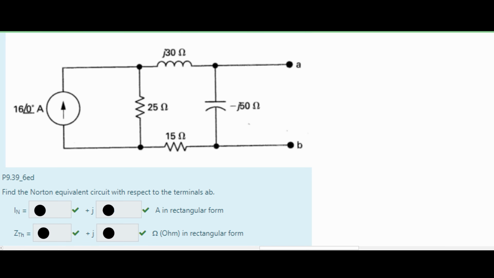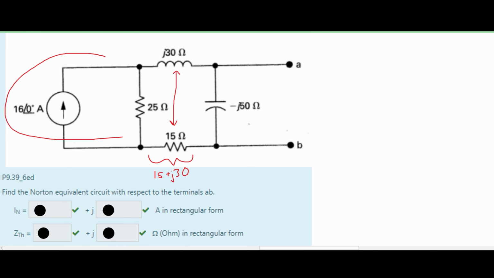So first thing I'm going to do is combine these two resistors because they are in series with each other. If they are across like this, we are allowed to combine them together. And if we combine them together, we are going to get 15 plus j times 30.